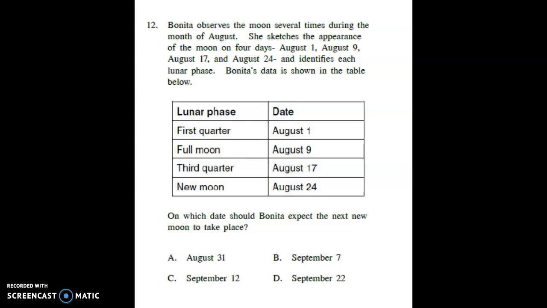Question 12. Bonita observes the moon several times during the month of August. She sketches the appearance of the moon on 4 days, August 1st, August 9th, August 17th, and August 24th, and identifies each lunar phase. Bonita's data is shown in the table below. On which date should Bonita expect the next new moon to take place? A, August 31st, B, September 7th, C, September 12th, or D, September 22nd?